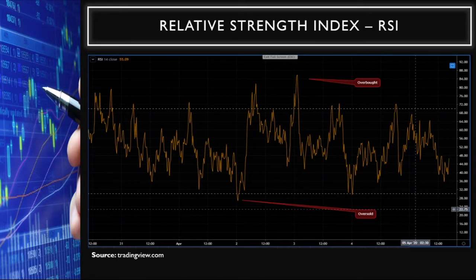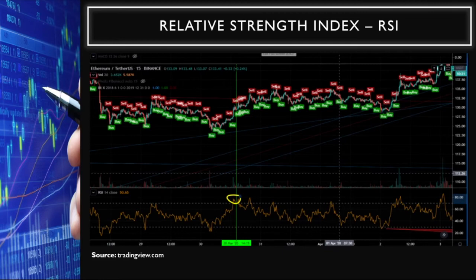So, kaya nga sabi natin, earlier part of this video, this indicator should be used with caution, should be used together para ma-indicate natin kung ano ang talagang nangyayari. And most of the time, we still consider the price action as our reference to everything else. Okay? So, this is how the RSI with the price action looks like.